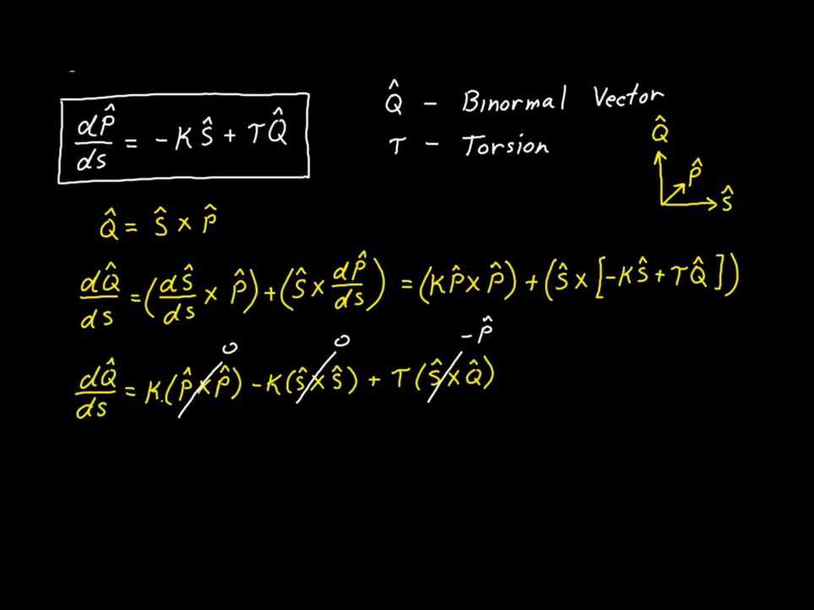And that means that our final expression here is the derivative of q hat with respect to s. And that's just going to be equal to the only remaining term here, which is negative tau p hat. And this then becomes the third and final Frenet formula. All right, having developed these three Frenet formulas, let's go see how they apply to our sample curve.